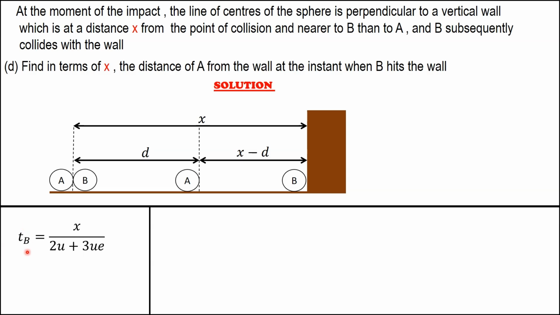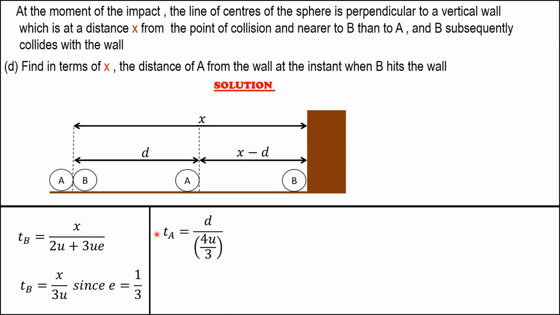So first, we are going to obtain TB, which corresponds here to the time taken by sphere B to reach the wall, which is actually distance divided by the speed. The distance here is x, divided by the speed, which we obtained in the A part, that is 2u plus 3u. So TB is 2ux divided by 2u plus 3ue, knowing the value of e, the coefficient of restitution, which we proved in the B part to be 1/3. We get TB, that is the time taken by sphere B to reach the wall.